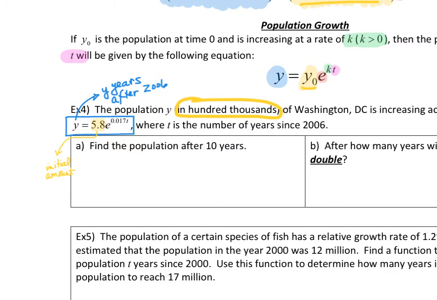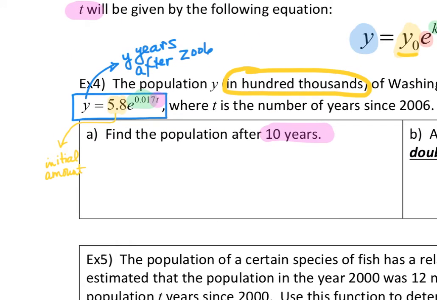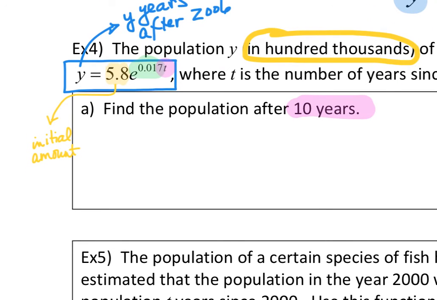It was growing at a rate of 0.017 or 1.7%. And we want to substitute for t. In problem A here, I'm saying after 10 years, well, that 10 years is going to be your t value. So literally just start with the equation that I've given you. So y equals 5.8 times e to the 0.017 times 10.